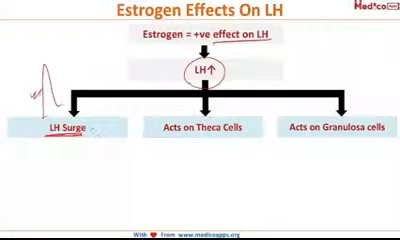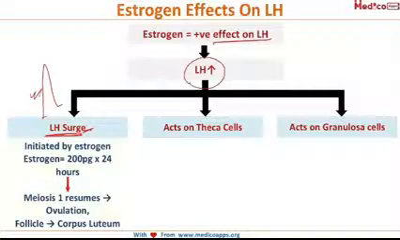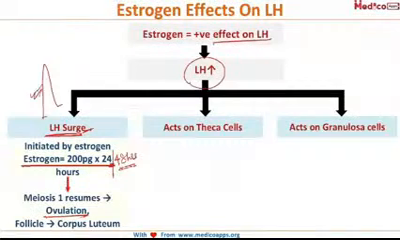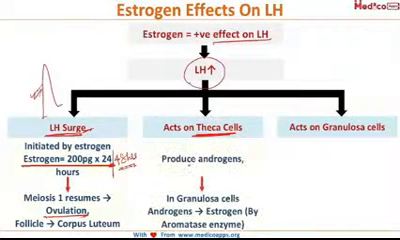And it is because of this LH surge, I told you, that resumption of meiosis 1 occurs and subsequently ovulation will occur. And for this LH surge to occur, the estrogen levels should remain elevated for another 24 to 48 hours. Now the second function of LH is that it acts on the theca cells, the outer cell layer of the primordial follicle, and here it leads to the production of androgens.